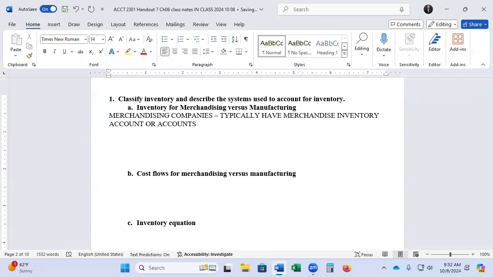merchandise inventory will typically have a merchandise inventory account, or accounts if they want to separate it, but it's all kind of the same thing, right?